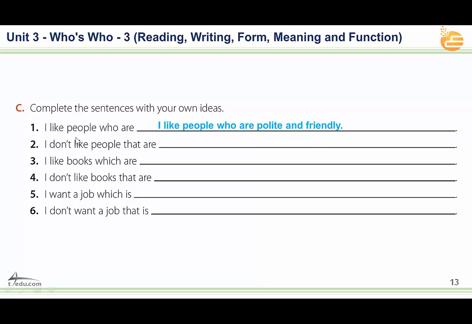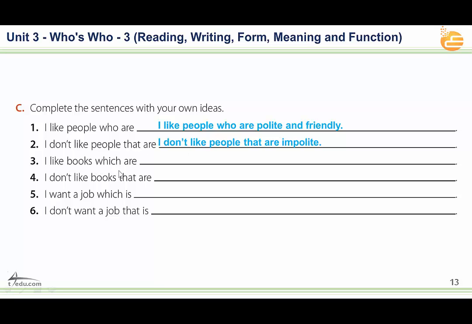Number two, I don't like people that are. That are what? You don't like people. What do you think? Your own idea, your own sentence, your own opinion. I don't like people that are impolite. Excellent. We said here polite, it's a good thing. And impolite, it's a bad thing. It's the opposite, okay?